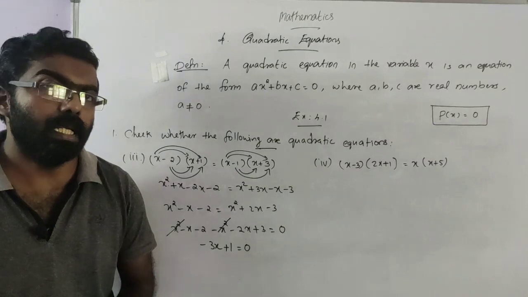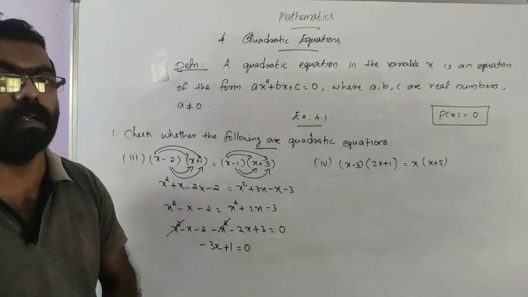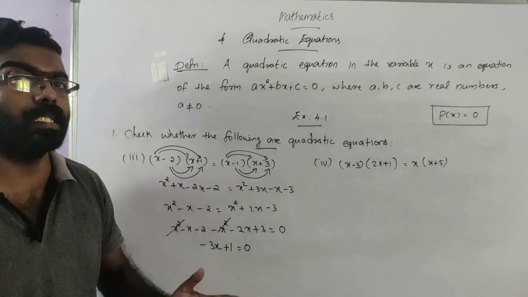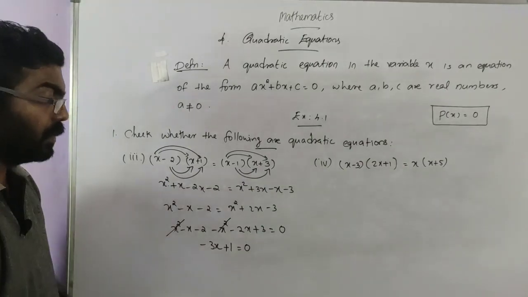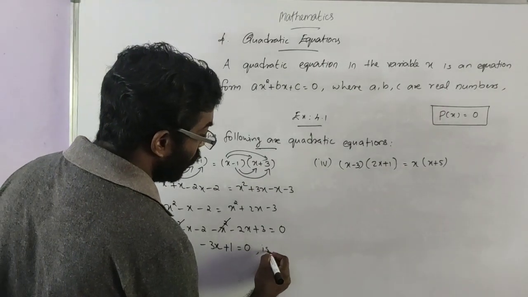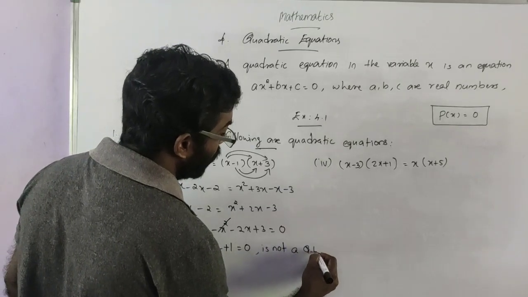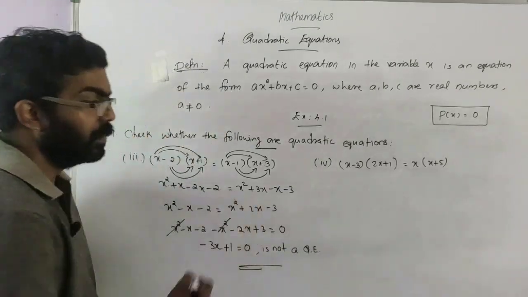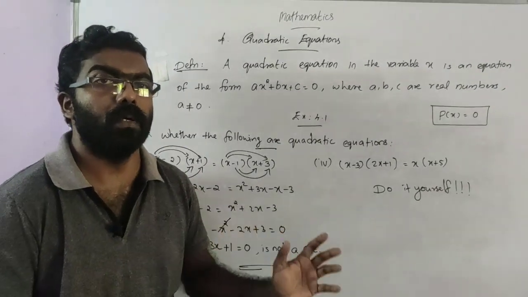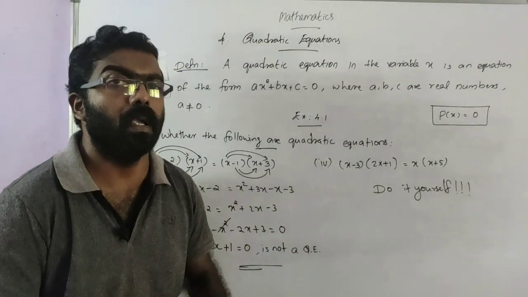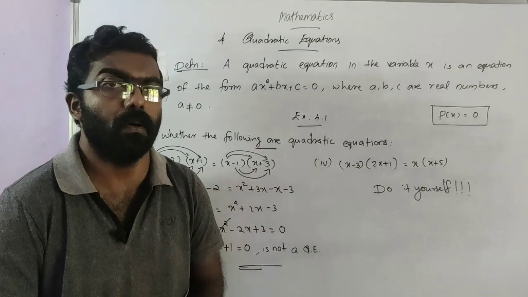So here we get a linear equation. Here the degree is 1, not 2. So we can't say it is a quadratic equation. So we can write: is not a quadratic equation. Okay. The fourth one is similar to the third one, that you can do yourself. Do it as homework.